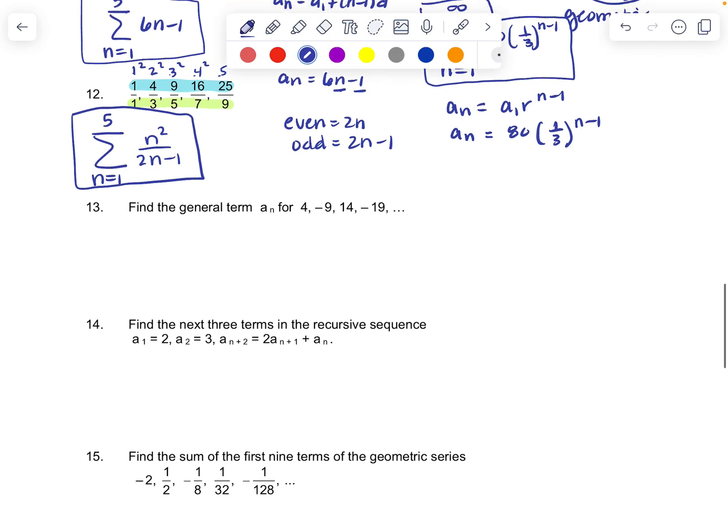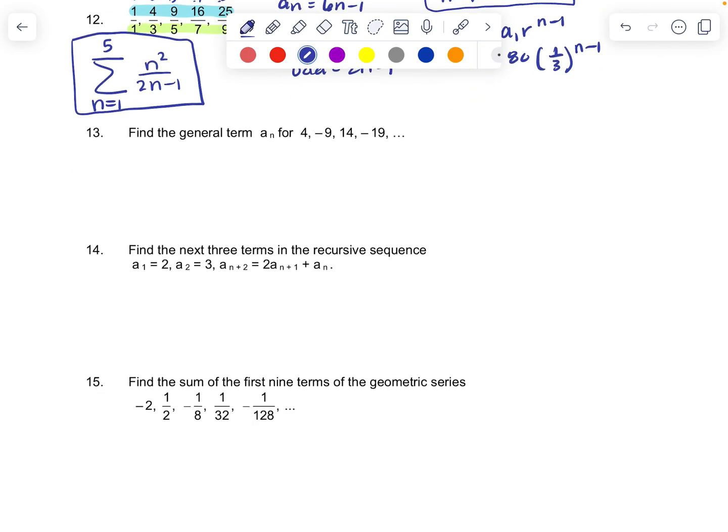All right, let's look at number 13. Find the general term a sub n for 4, negative 9, 14, negative 19. So what I like to do with these is I kind of like to pretend those positive and negatives are not there for a second. So look, I have 4, 9, 14, and 19. I'm just going to pretend them away for 1 second. Is this arithmetic or geometric? Okay, well, let's look. I'm adding 5. Okay, it looks like I'm adding 5. Because I'm adding 5, that means this thing is going to be arithmetic.